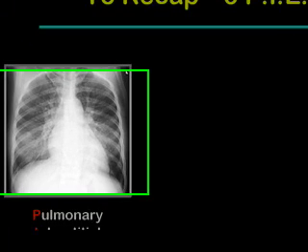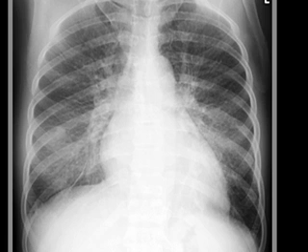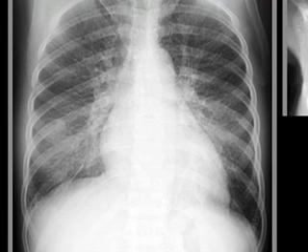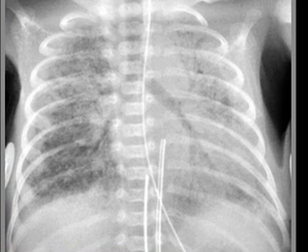To recap, three diseases that all share the acronym PIE, P-I-E, are pulmonary interstitial edema. Remember to look for fluid in the fissures, Kerley B lines, pleural effusions, and peribronchial cuffing. Pulmonary interstitial emphysema, which occurs in premature newborns, almost all of whom have hyaline membrane disease and who have been on a ventilator. There are small bubbles of air that are seen throughout the lungs.